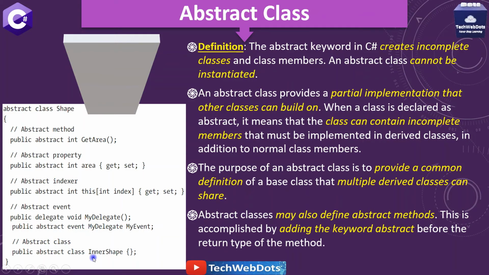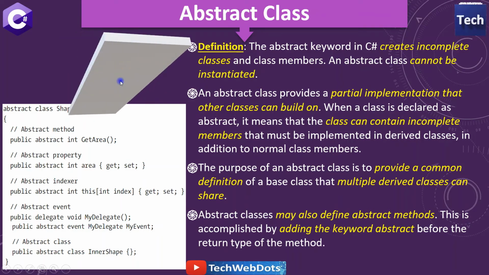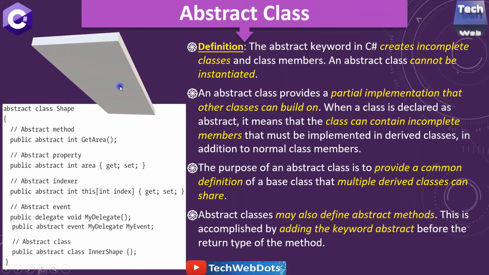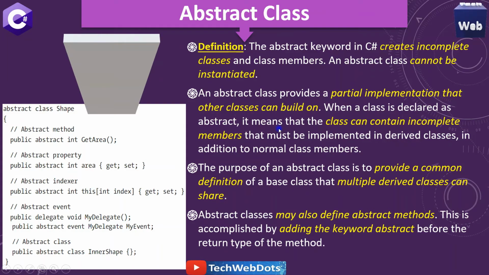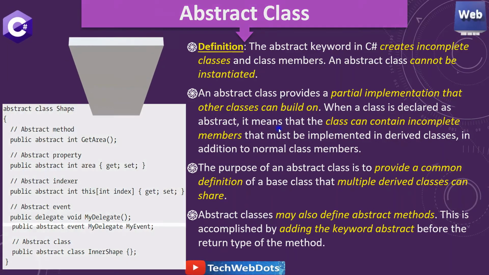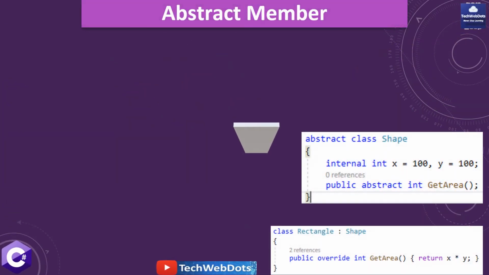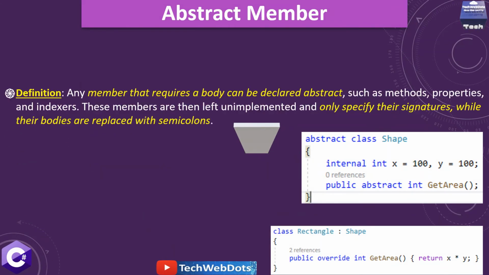And we can also create abstract classes inside another abstract class. I hope it is clear. I'm showing here, shape can be like this. This is one example of a rectangle. So let's move ahead to another important part to understand, which is what abstract members actually are.